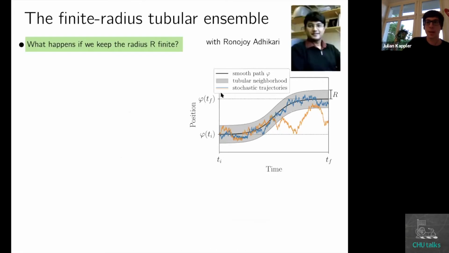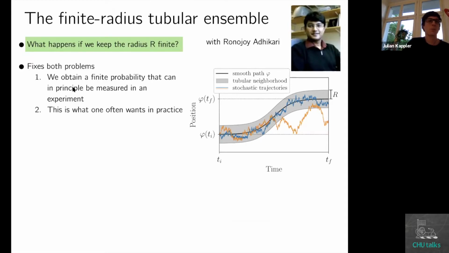So what my collaborator Ronojoy and I asked is: what happens if we keep the radius finite? If we look at this tube and we don't take the radius to 0, but look at a finite radius, this would solve both problems. We obtain a finite probability, so we obtain something that can be measured. If you run enough experiments, you will see trajectories that remain in this tube, and you can quantify that and verify the prediction.